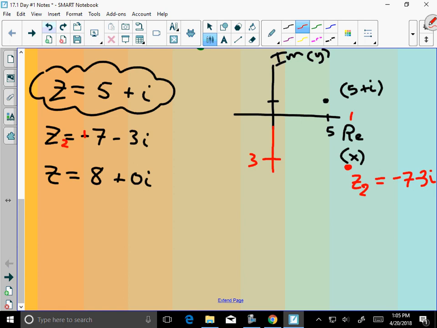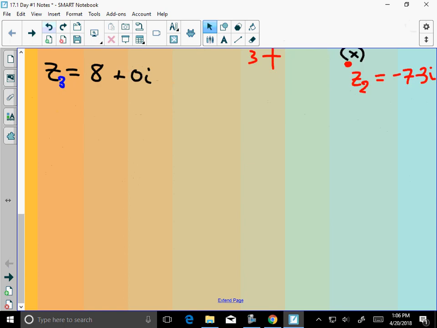How about 8 plus 0i? Just on that real axis, it'd be right here. This would be z3, which is 8 plus 0i. So there's no imaginary portion. So that's the complex plane. We're going to do some stuff with that as we go through this chapter.